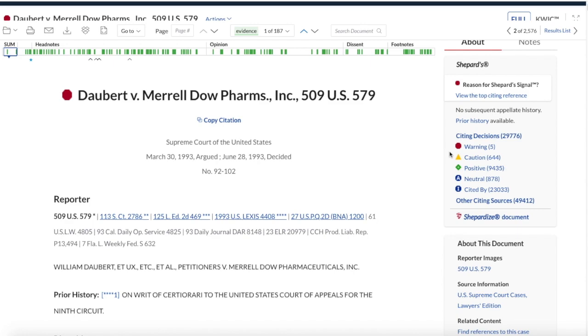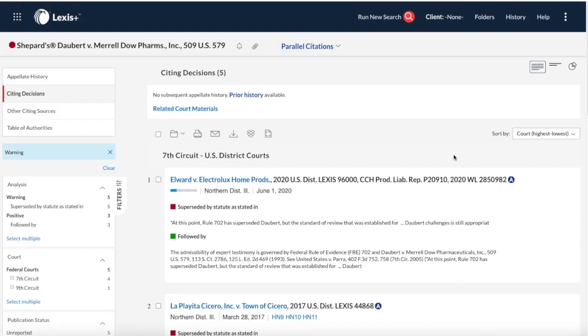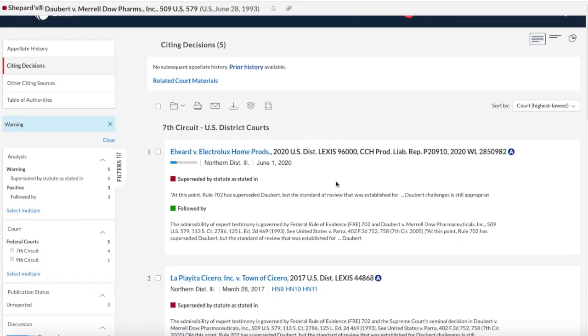We can know what we're looking for by looking at those symbols. The first thing we want to know is we see a red stop sign. We want to know what the warning is. So we can either Shepardize the document here or go directly to our warning. I'm going to go ahead and look directly at the warning. And here I see that it was superseded by statute as stated in.